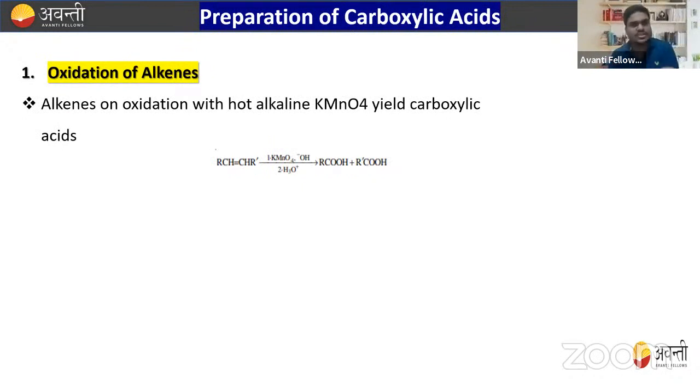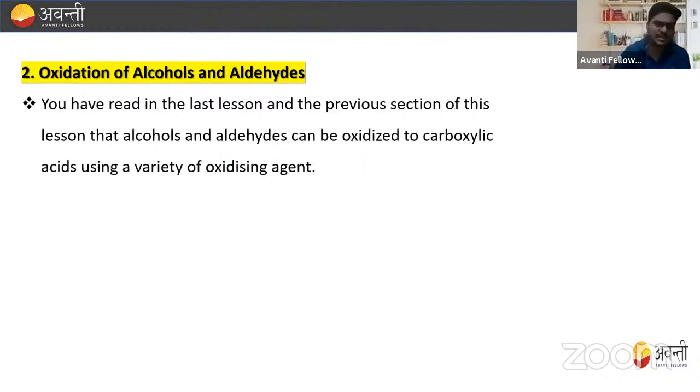So first, by the oxidation of alkenes. Alkenes on oxidation with hot alkaline KMnO4 will give us the carboxylic acid. For example, when you treat an alkene, RCH=CH2, with KMnO4 and OH, you will get the carboxylic acid. Similarly, we get it by the oxidation of alcohol and aldehyde as well.